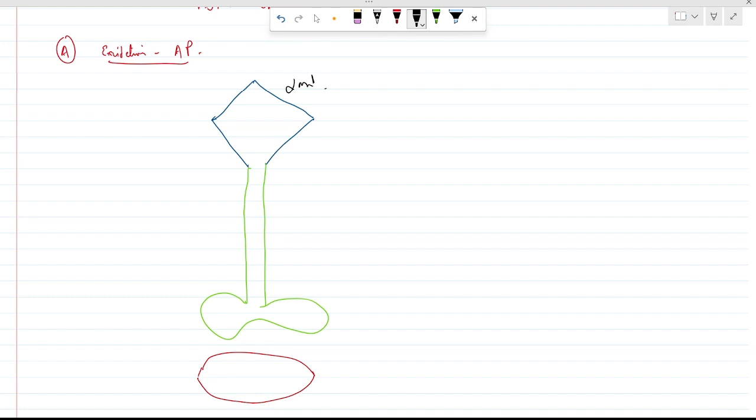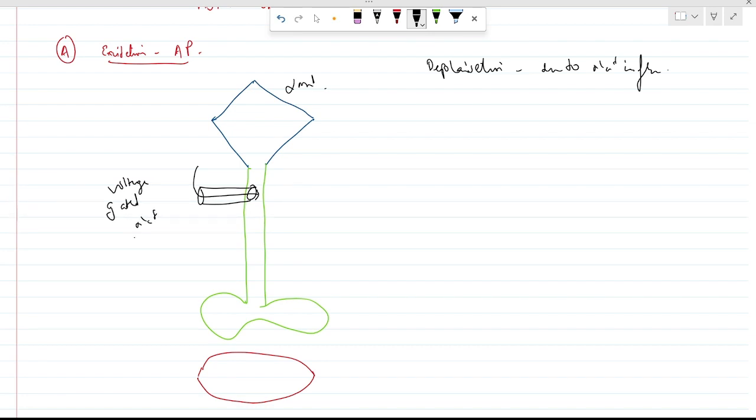First there is depolarization. And what is this depolarization? Due to very simple sodium influx. Okay, we'll go one by one. First we'll see a diagram, then we'll write in the following steps. Now this sodium influx into the neuron occurs through here. This is a voltage gated sodium channel through which sodium enters.